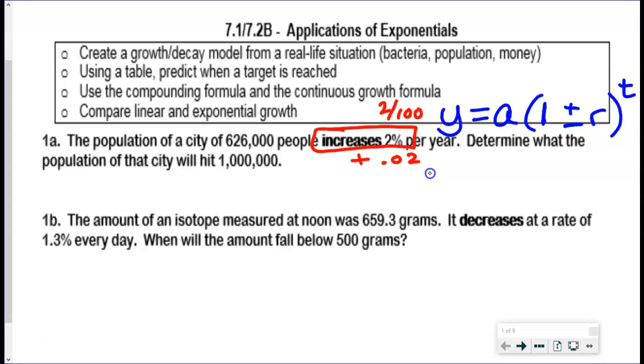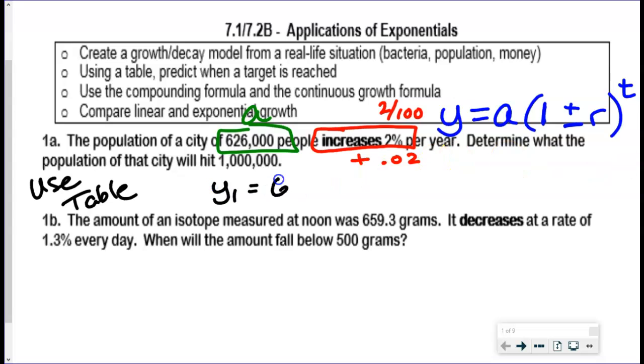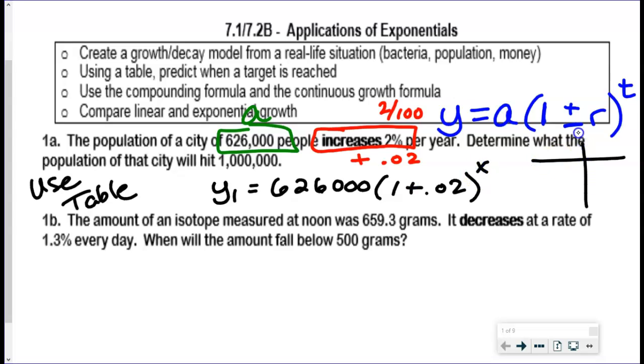Let me move my microphone. All right, so they want to know if the population rate now is 626,000, so there's the A value, the initial value, when will it hit 1 million? Because we don't know time, we're going to use our table to predict. So in Y1, we're going to have to type 626,000, and then in the parentheses, because it's increasing, we're going to do 1 plus 0.02 to the x power. And then we're going to watch the table to figure out when it approximately hits 1 million.